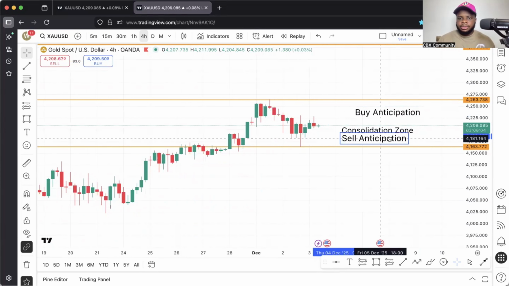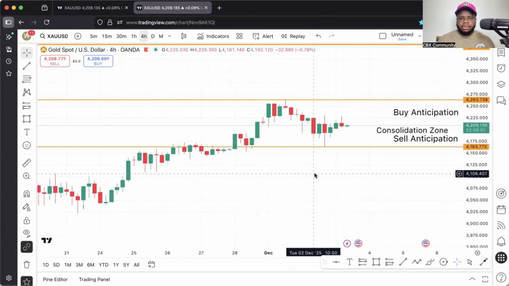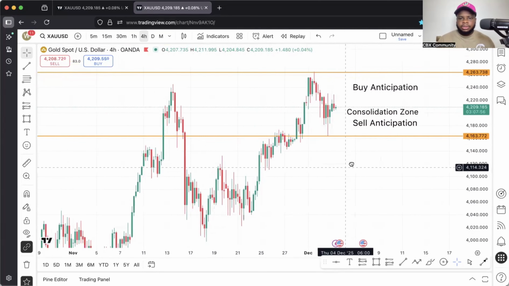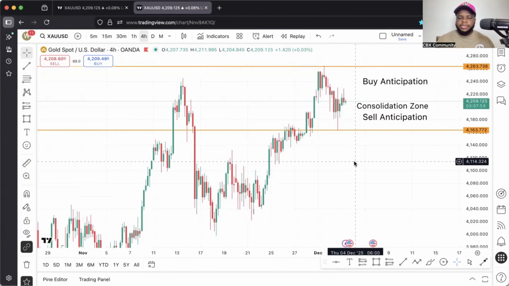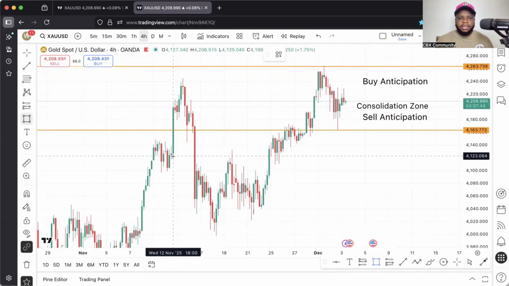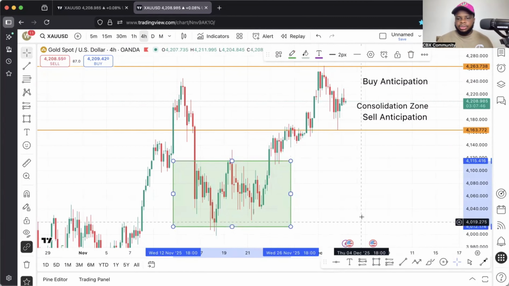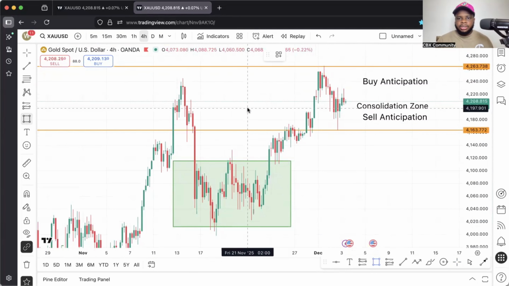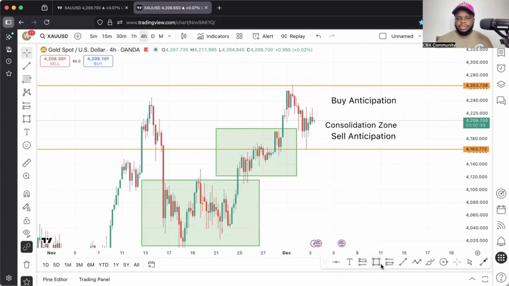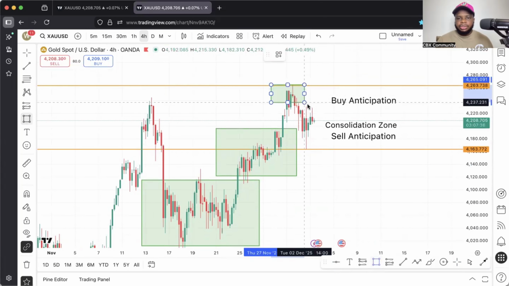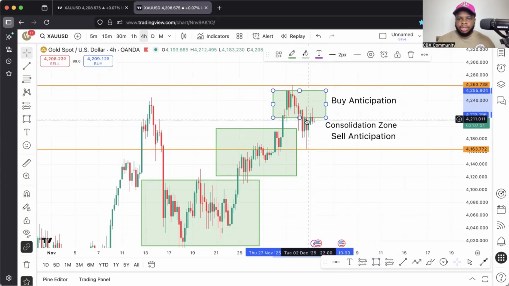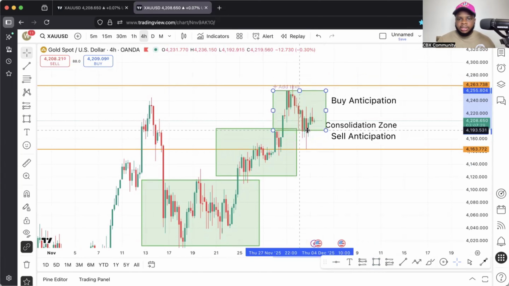Let's adjust this. As of yesterday's live stream, I was able to identify this zone as a consolidation zone, this zone as a consolidation zone, and this zone as a consolidation zone. But the candle has broken this zone, so that means our consolidation zone is here like this.